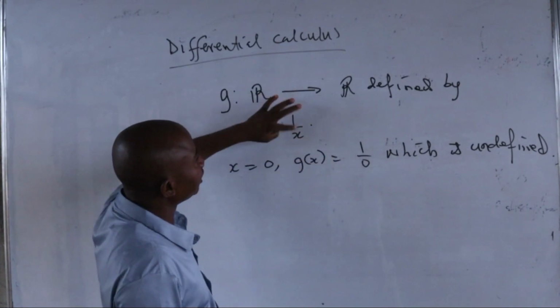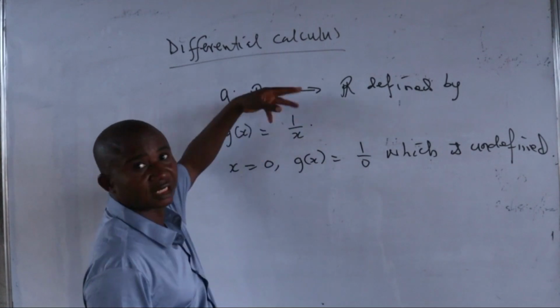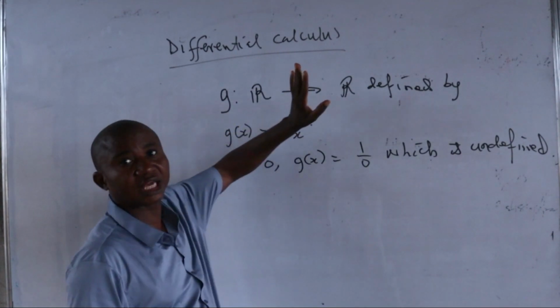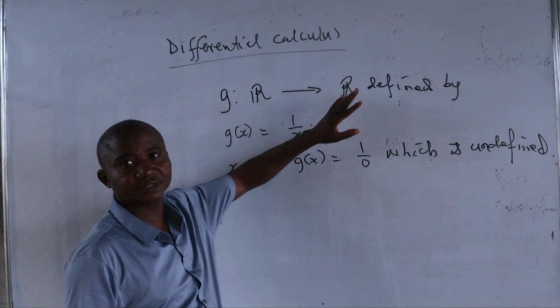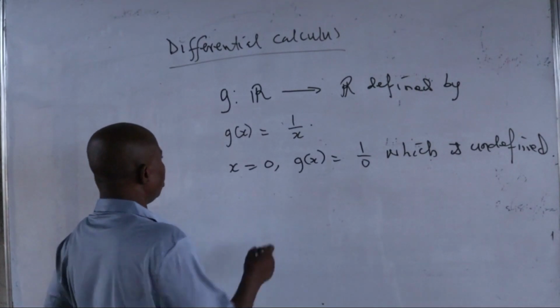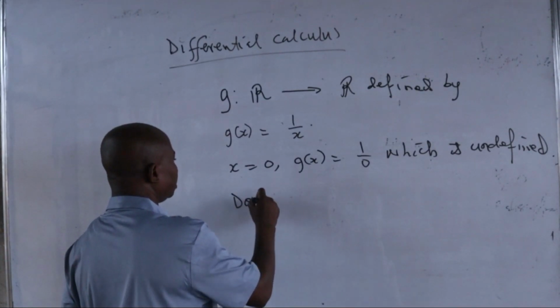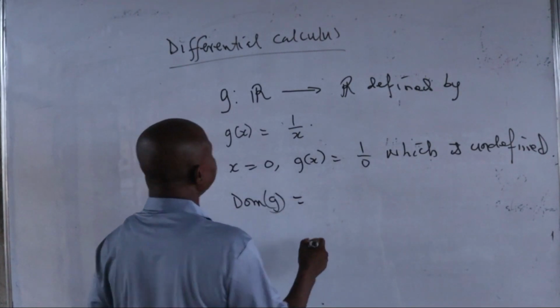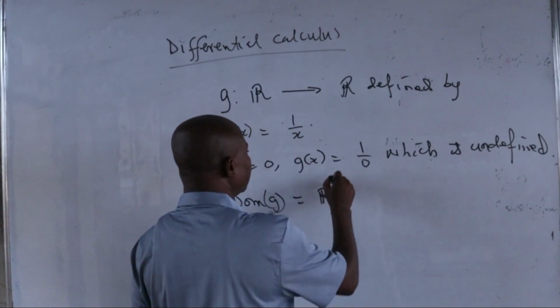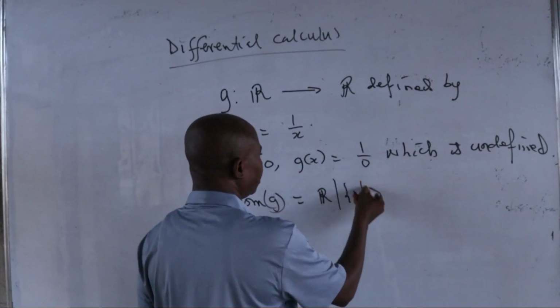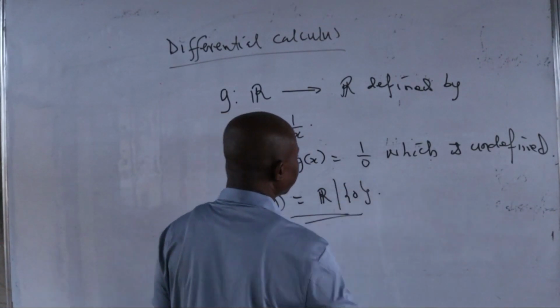Outside 0, for any real number you give, we can always take the reciprocal. That means 1 over x is well defined, it makes sense. Therefore, the domain of g is simply the set of real numbers without the singleton 0. So this is the domain of the function g.